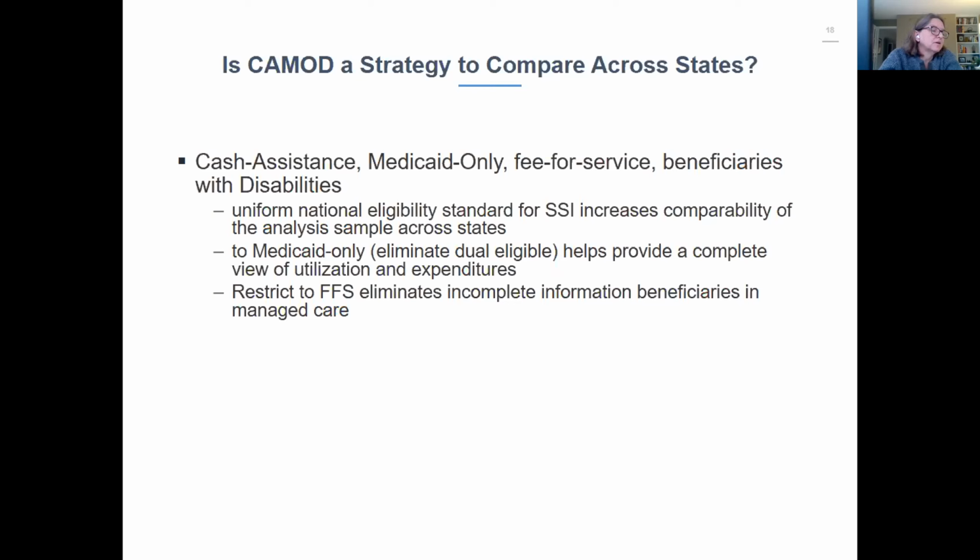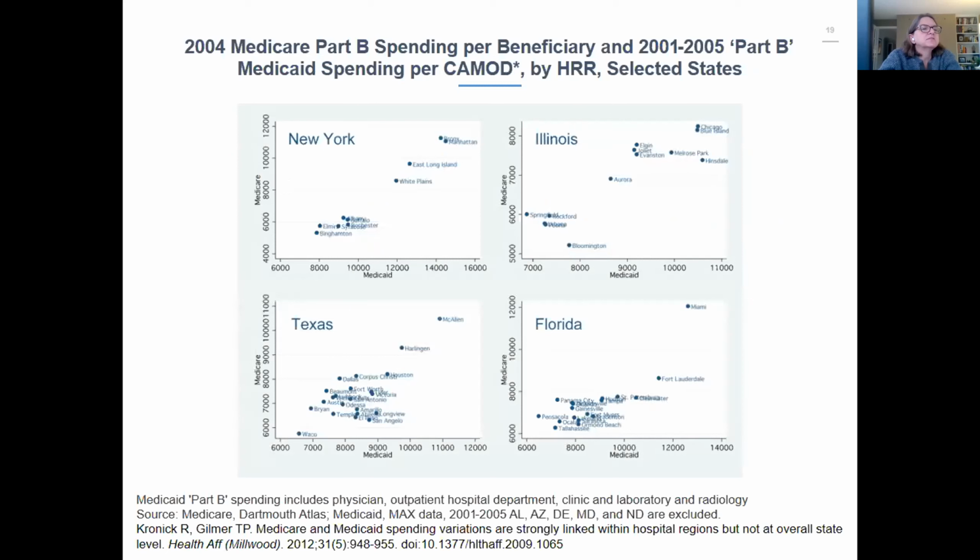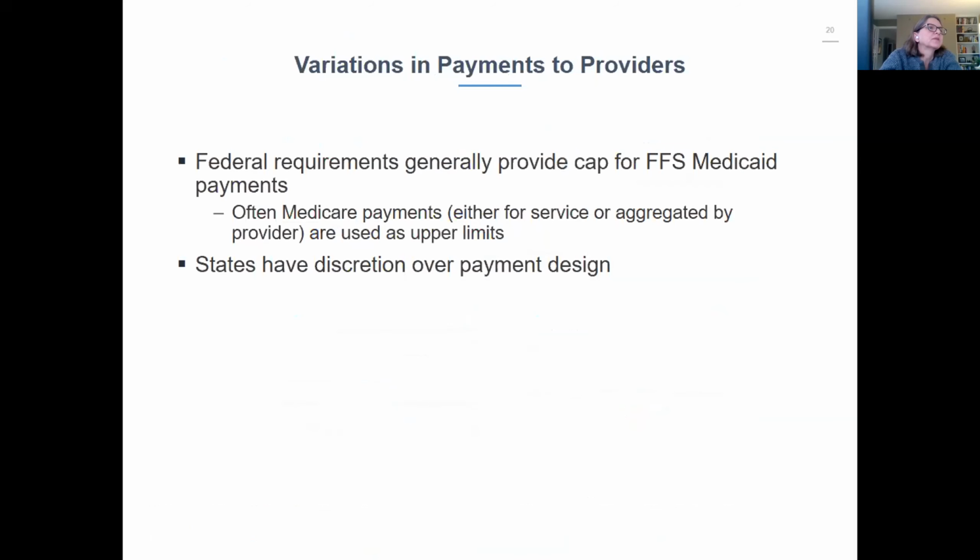So I would say that the big thing to remember is that there's a lot more homework to do before ordering during the design phase with the Medicaid data than there might be with the Medicare. So in fact, you can see with the CAMOD by hospital referral region that there is variation in Florida, Texas, New York, Illinois in terms of spending. So this might be useful. Other people have certainly published it, but you're going to have to look into it and see if this is going to work for you.